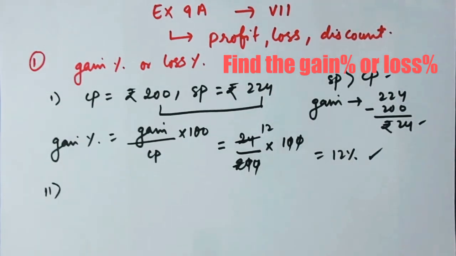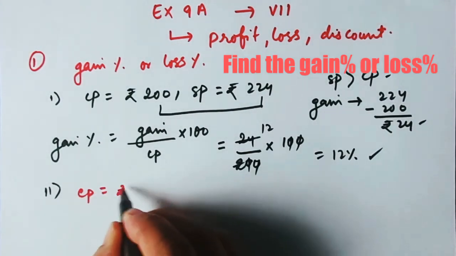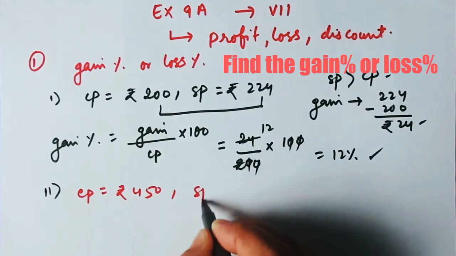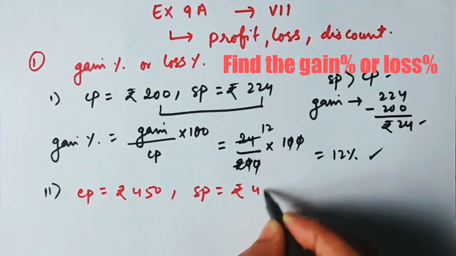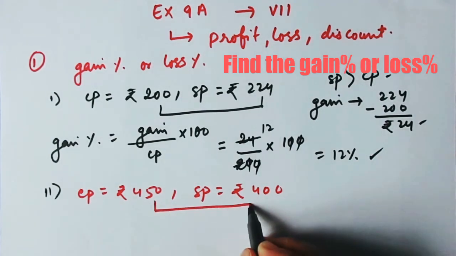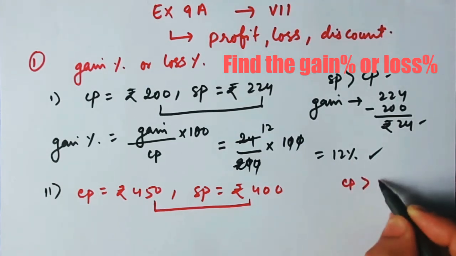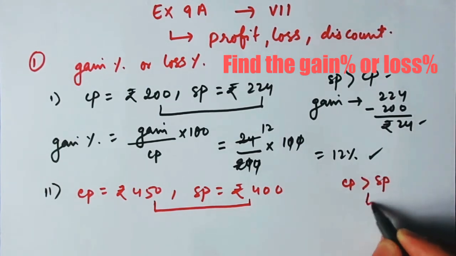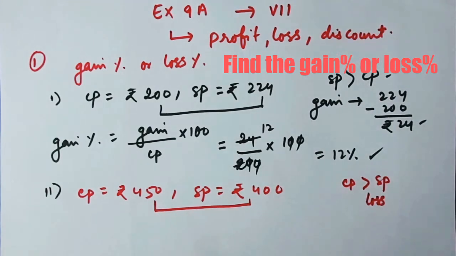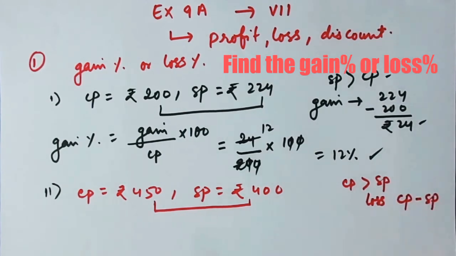Here again you have been given the cost price. Your cost price is rupees 450 and the selling price is rupees 400. Now can you please see if your eyes are in perfect condition? Naturally you will find that here the cost price is greater than the selling price. So you will have loss only. And what will be your loss? Loss will be equal to cost price minus selling price. Bigger minus smaller, right? You subtract the smaller from the bigger.